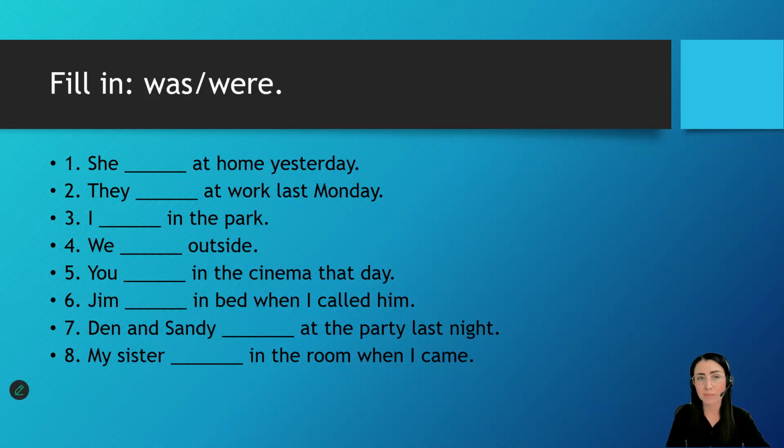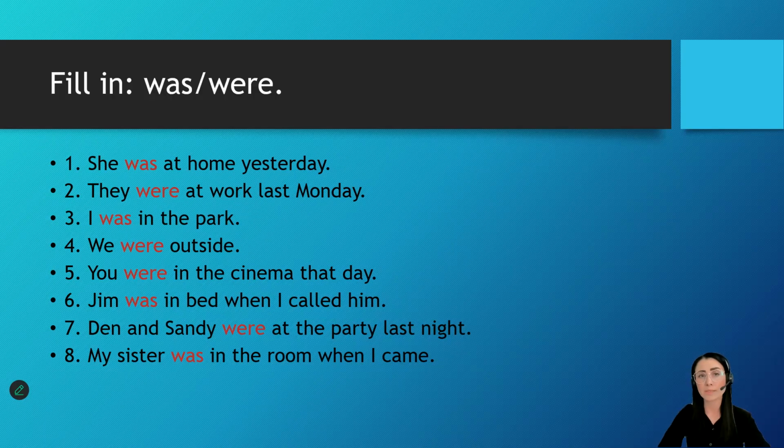Check your answers. She was at home yesterday. They were at work last Monday. I was in the park. We were outside. You were in the cinema that day. Jim was in bed when I called him. Dan and Sandy were at the party last night. My sister was in the room when I came.